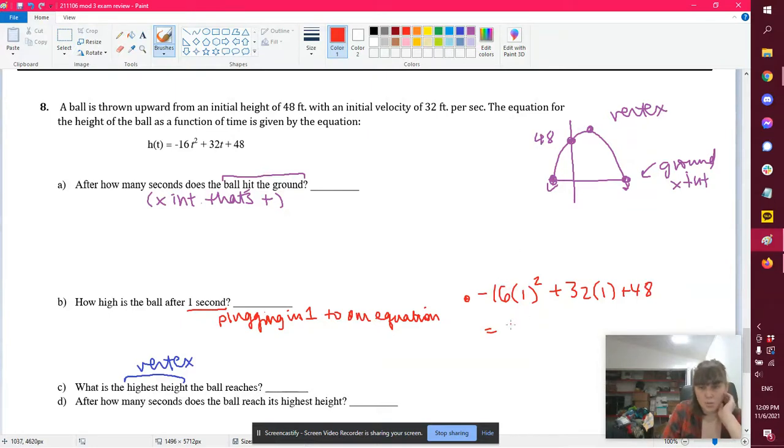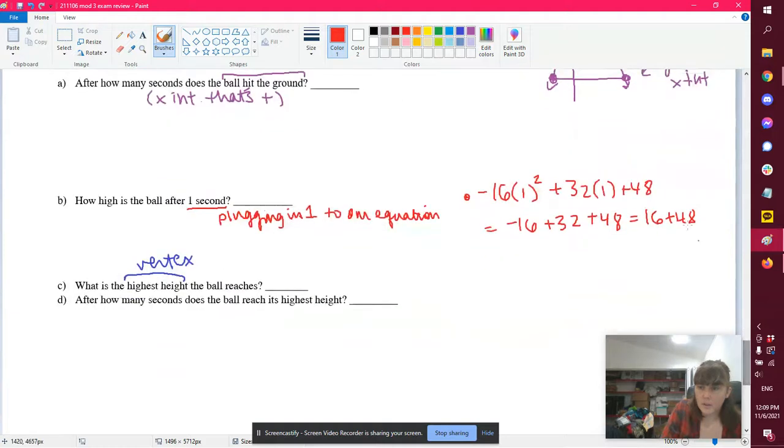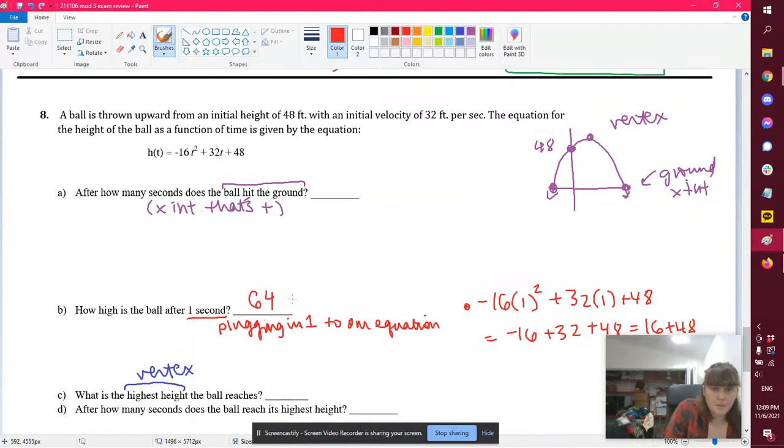So 1 squared is 1. 1 times 32 is 32, plus 48. Negative 16 plus 32 is 16. And 48 plus 16 is 64. So it is 64, and let's see our units, feet in the air. Again, if we ask how high the ball is after 1 second, we just plug in 1 and solve for h, our height.